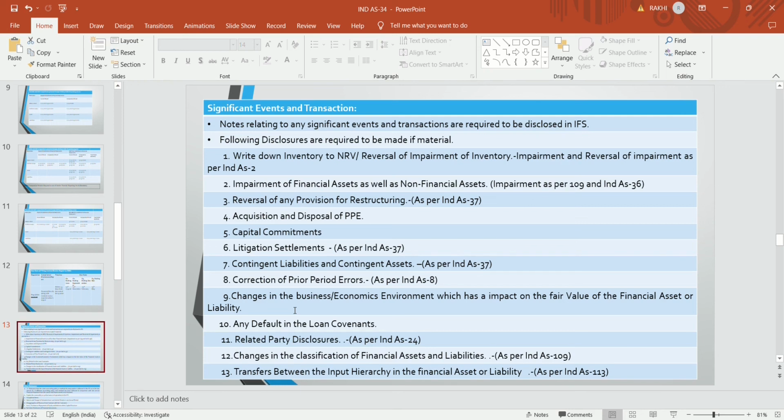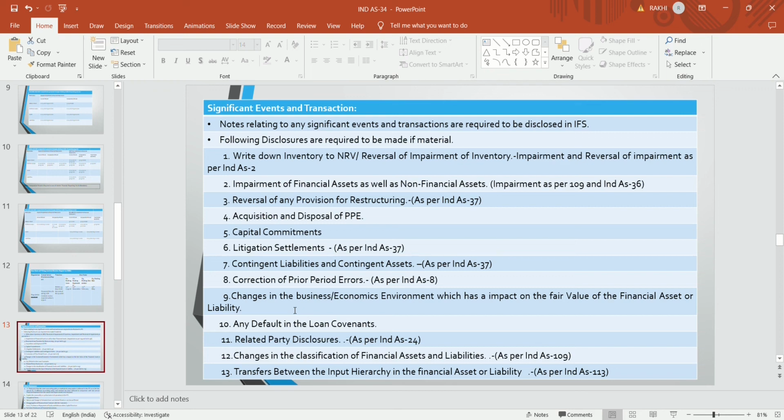Any litigation, if settled as per Ind AS 37 during that interim period, is also required to be disclosed. Litigation with any department, like income tax litigation, any ROC related litigation, any sales tax related litigation, any excise duty related, any custom duty related, if settled during that interim period, is required to be disclosed.